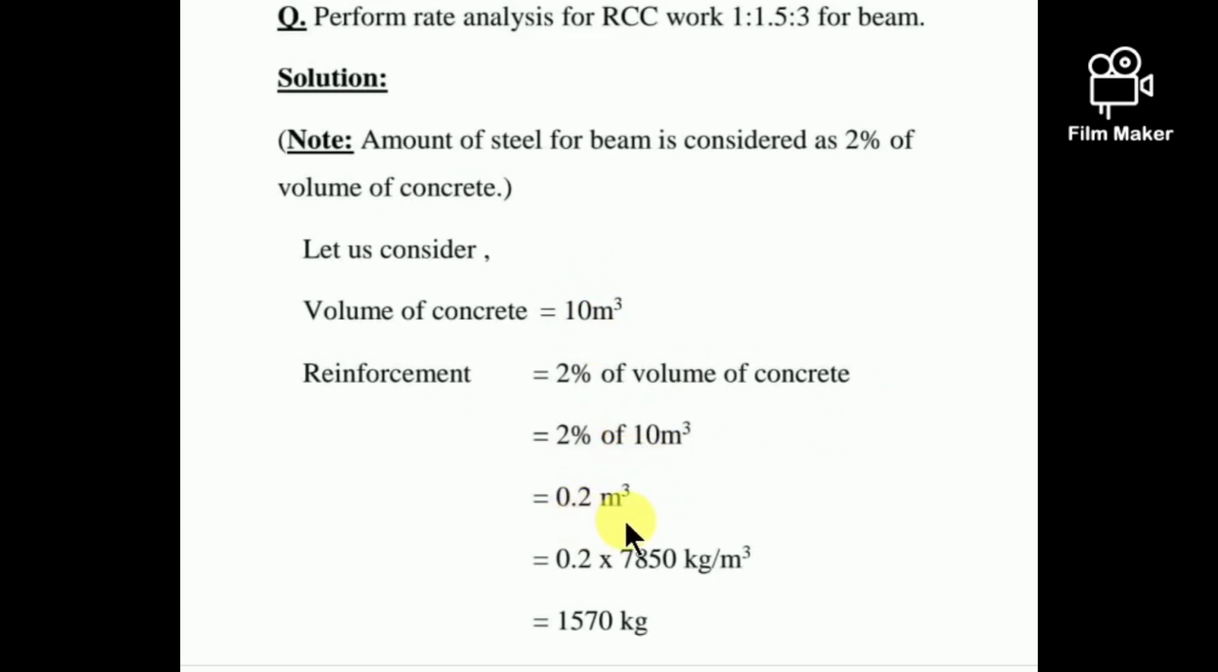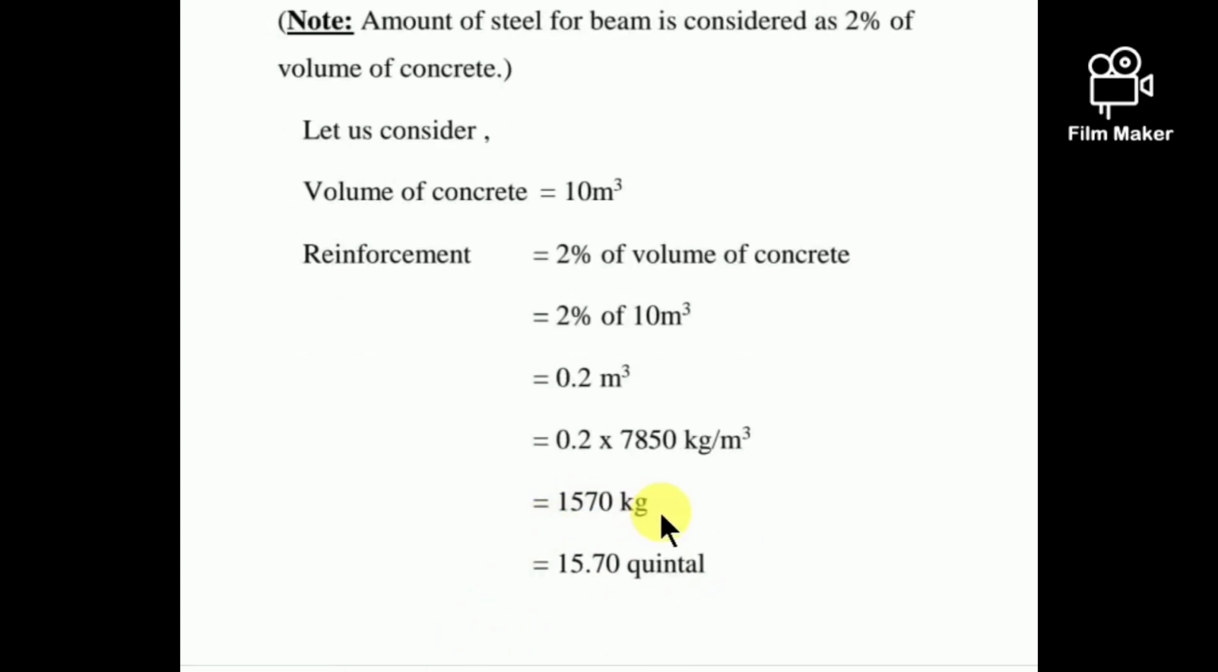Now if we want to convert it into kg, we'll multiply it by 7850 kg per meter cube, the density of steel. So the meter cube here and here will get cancelled, and we'll get 1570 kg. Then we'll convert it into quintal by dividing by 100. So dividing this by 100 will get us 15.70 quintal.